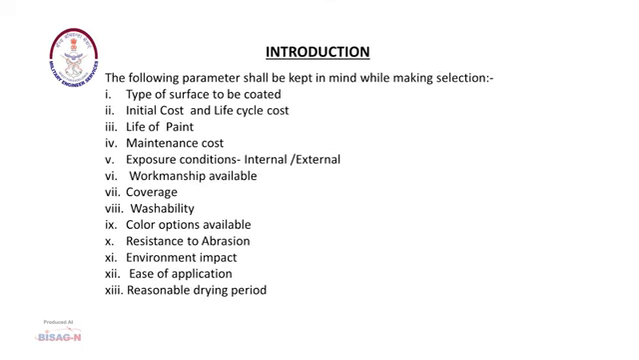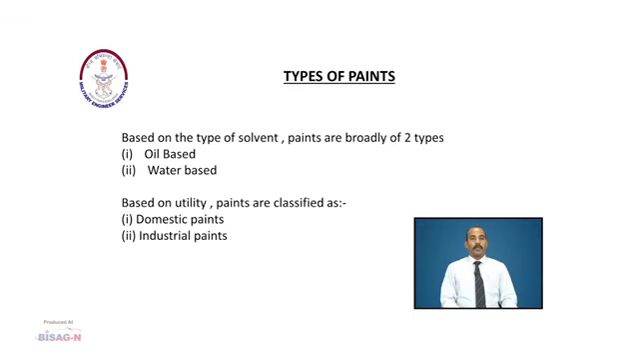For selecting any type of paint, the following parameters should be kept in mind: type of surface to be coated, initial cost and life cycle cost, life of paint, maintenance cost, exposure condition, that is whether it is to be used for external or internal surface, workmanship available, coverage, washability, colors option available, resistance to abrasion, environment impact, ease of application, reasonable drying period.